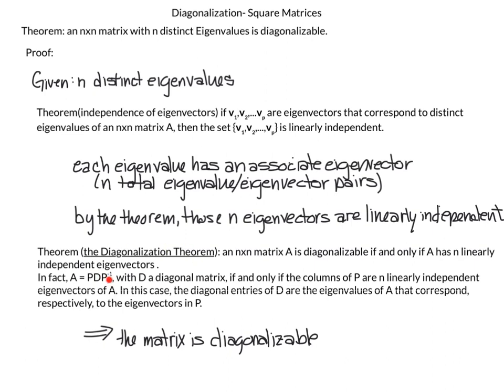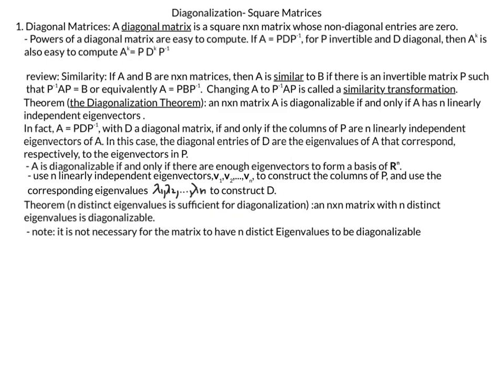And then according to our previous diagonalization theorem, an n by n matrix is diagonalizable if and only if A has n linearly independent eigenvectors. So this means our matrix is diagonalizable. So here's the theorem: an n by n matrix with n distinct eigenvalues is diagonalizable.